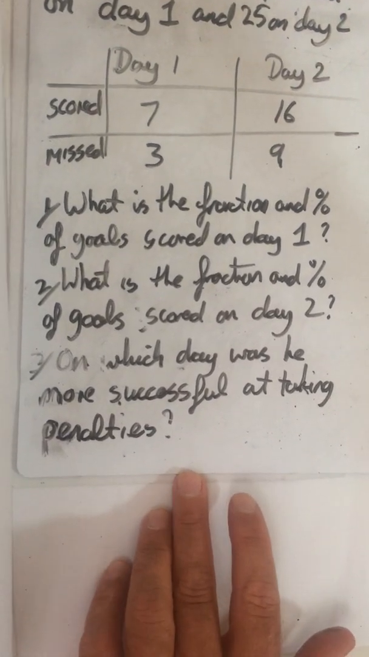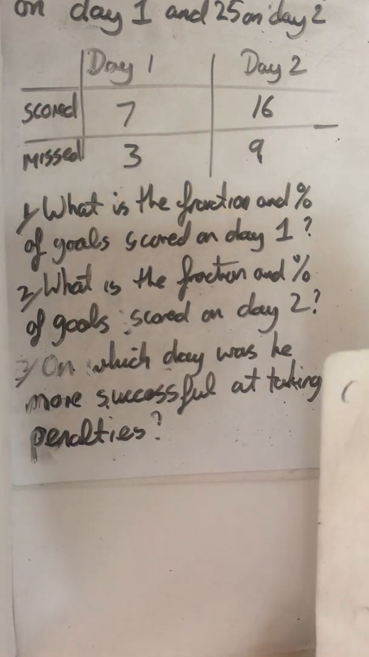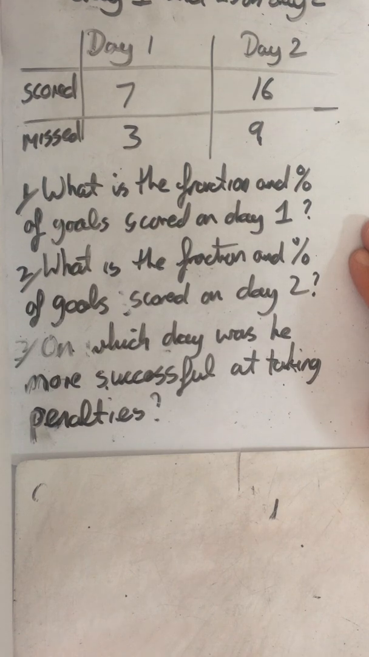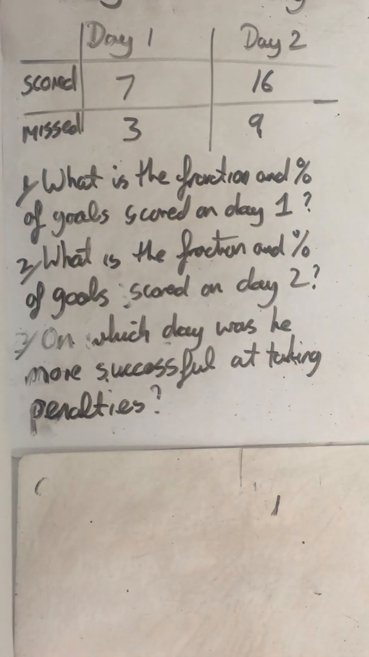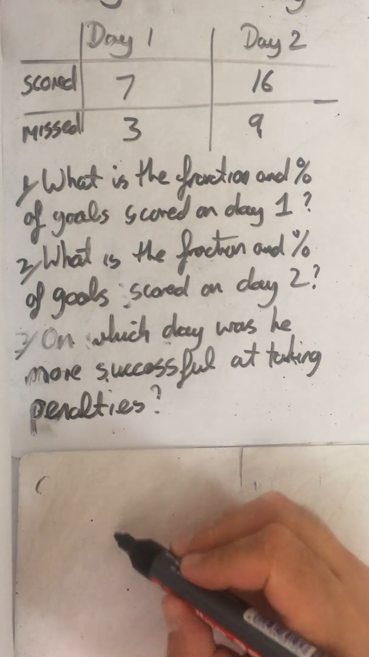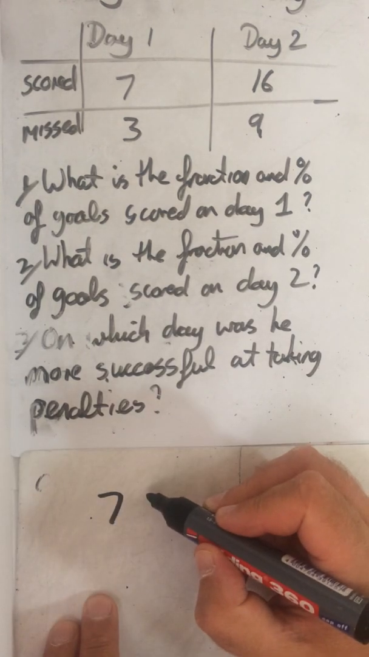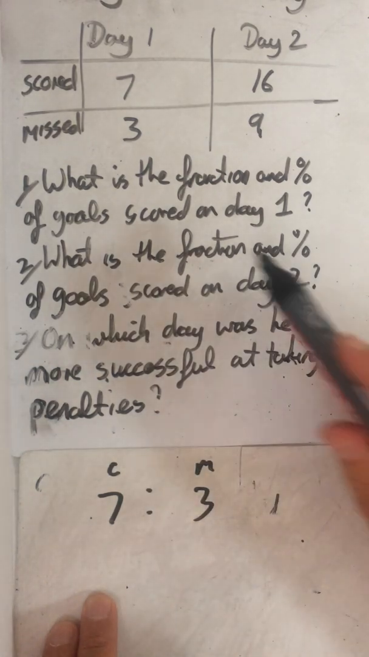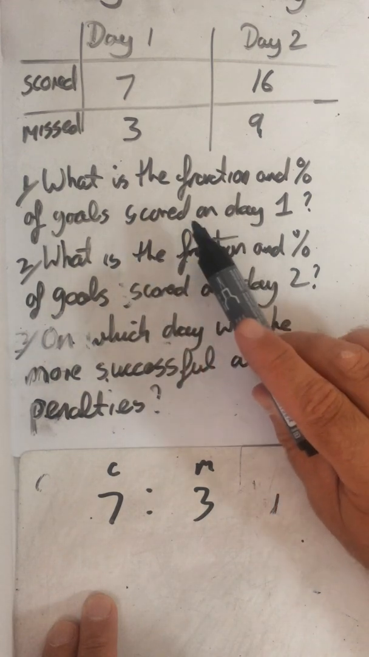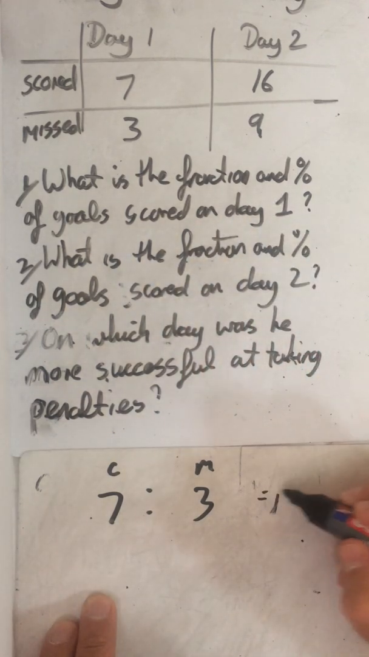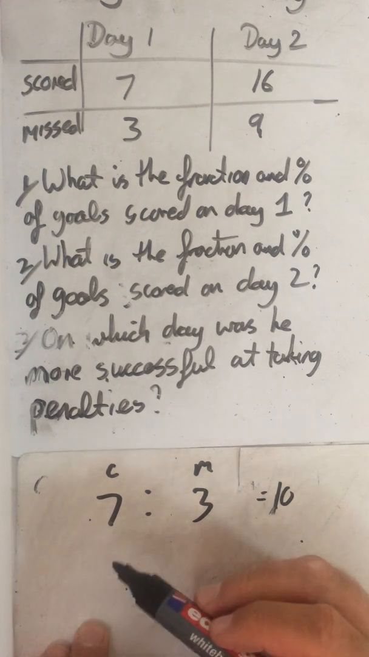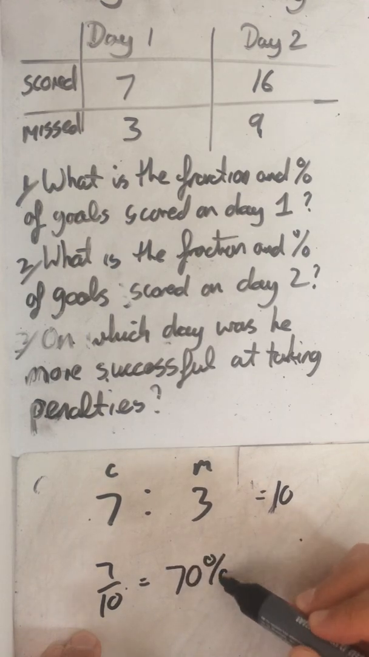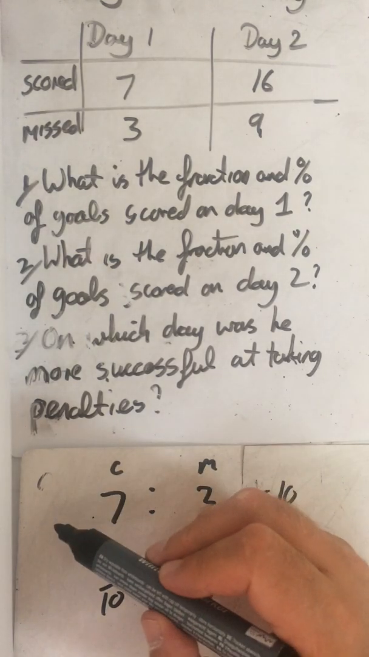Right, let's have a little look. I'll try and do the workings out down here. What is the fraction and percentage of goals scored on day 1? On day 1, his ratio was 7-3, scored, missed. So he took 10 penalties, he scored 7 of them. 7 out of 10, 70%. Easy. Question number 1.